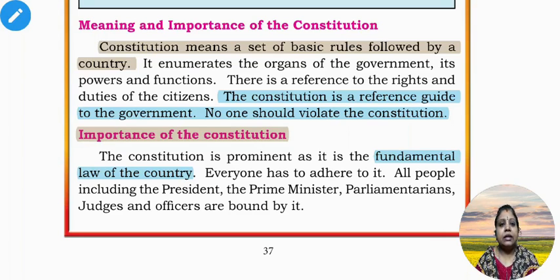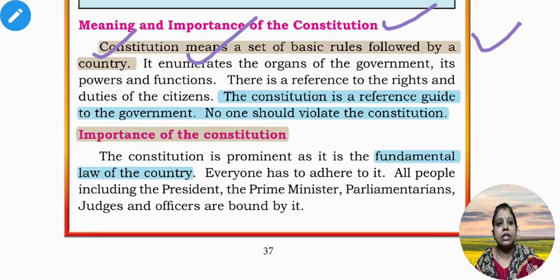Let us begin the explanation about the meaning and importance of the Constitution. What is a Constitution? Constitution means a set of basic rules followed by a country. Our Constitution, which consists of rules and regulations, enumerates the organs of the government. There are three organs: legislature, executive, and judiciary. Its powers and functions are studied under the Constitution. There is a reference to the rights and duties of the citizens.